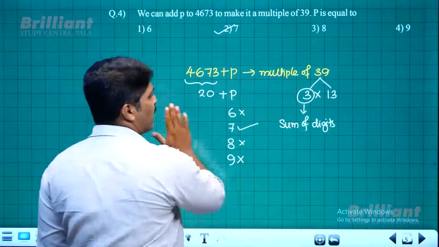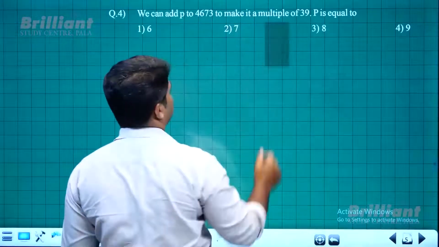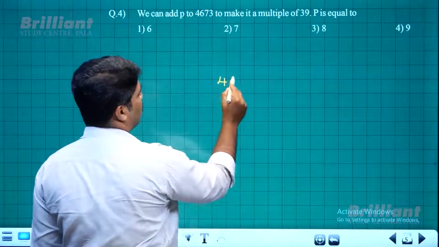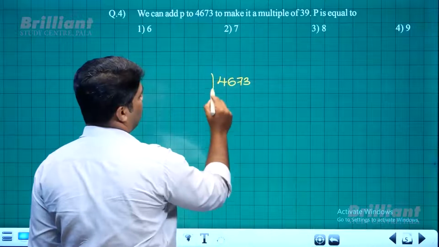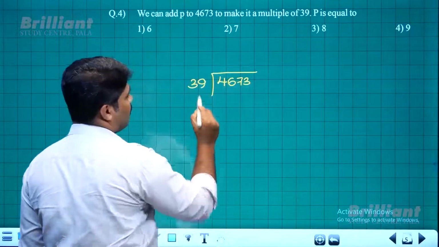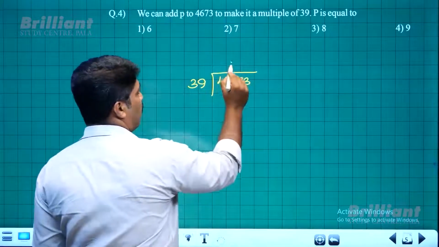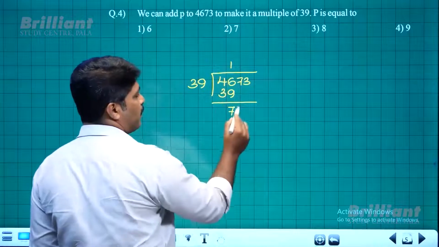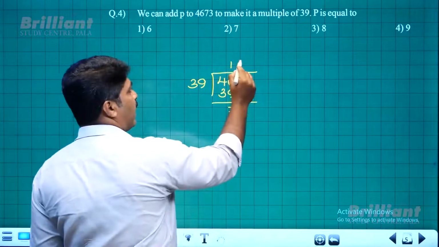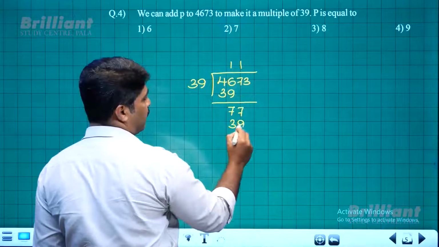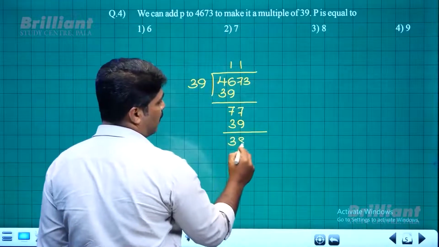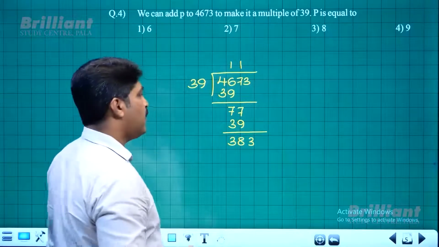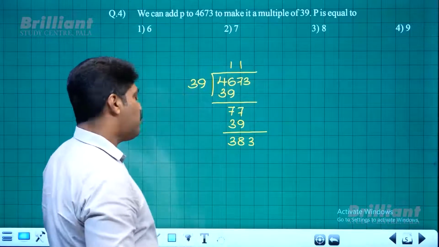Then we can consider what is the conventional approach towards this type of question. So what you want to do? You simply divide 4673 by 39. So this is the conventional approach. Here we know that 1 time of 39 lies here. So then 7 is here, 77. So here again 1 time of 39. So what is remaining here? 38. Then 383 here.